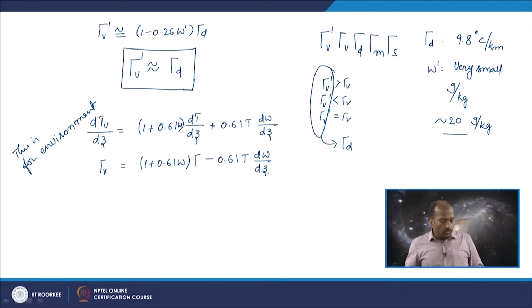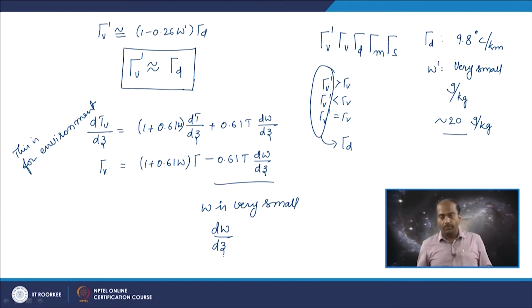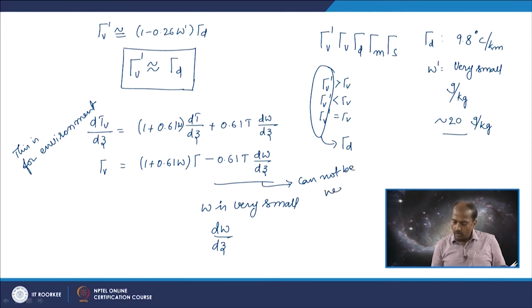So we cannot simply ignore this term and write gamma v as gamma, because it is not possible. See, W is very small, of course, but dW by dz need not be small, right. W as a number is small, but the rate at which it is changing with respect to height need not be so small. What does it mean? This term on the right hand side cannot be neglected, right.